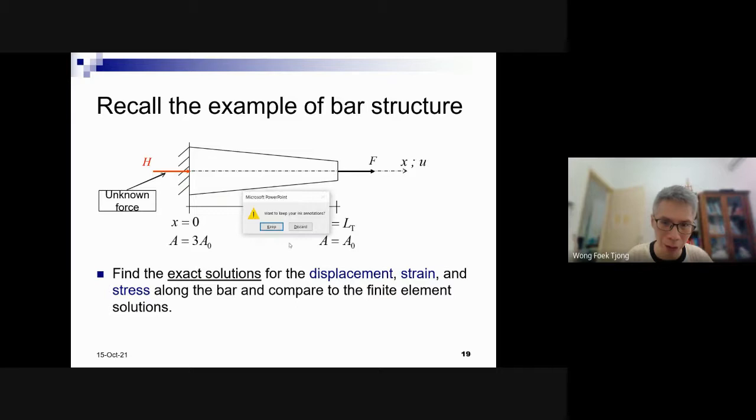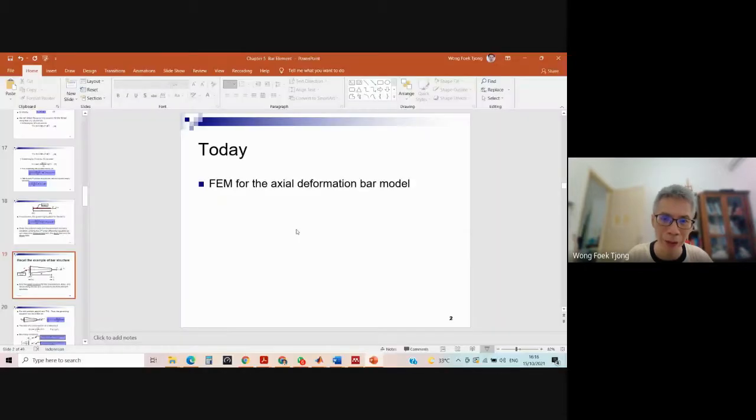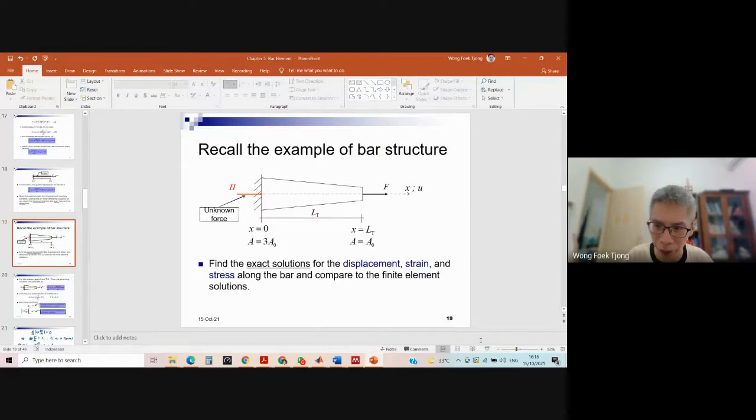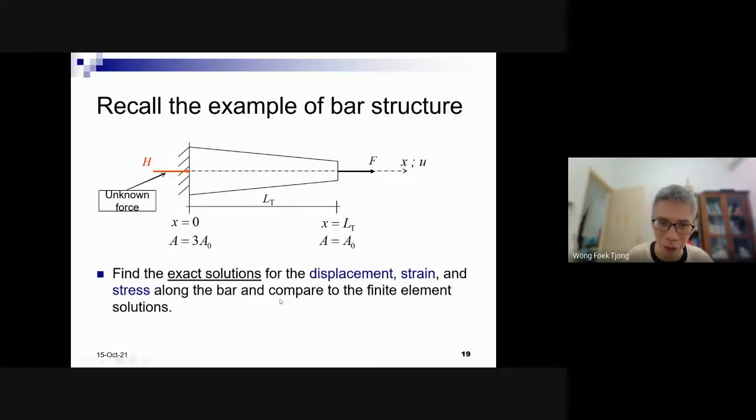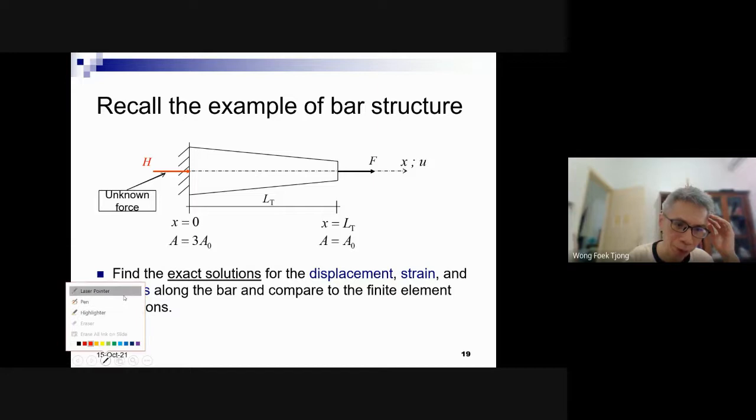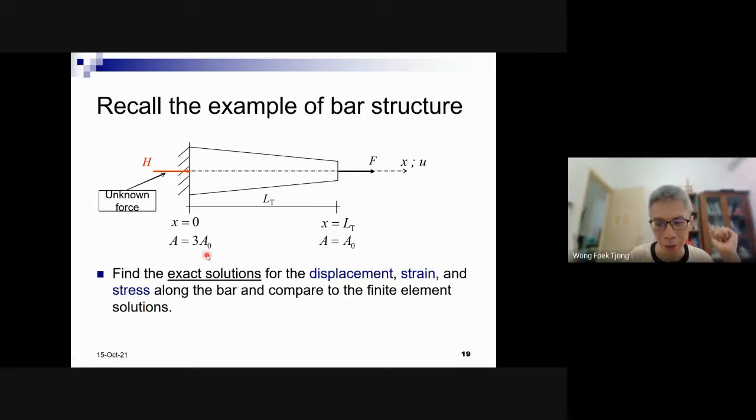Actually, we already know the finite element solution before, right? Because when we talked about the bar, we already solved this problem. At that time, we simplified the model to a prismatic bar. But this time, we will try to find the exact solution of this bar. How to do that?